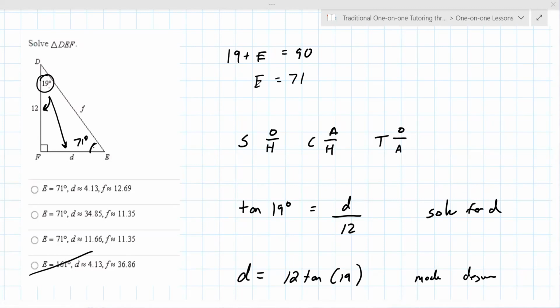I'm going to take a picture of this really quickly. Okay.